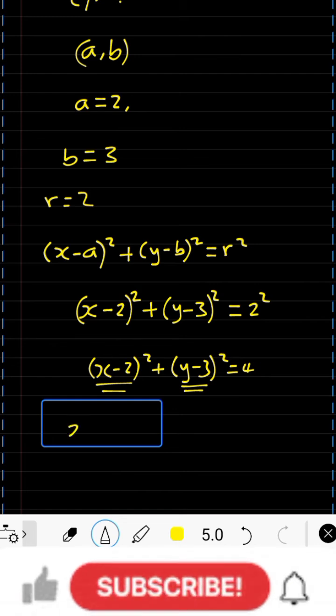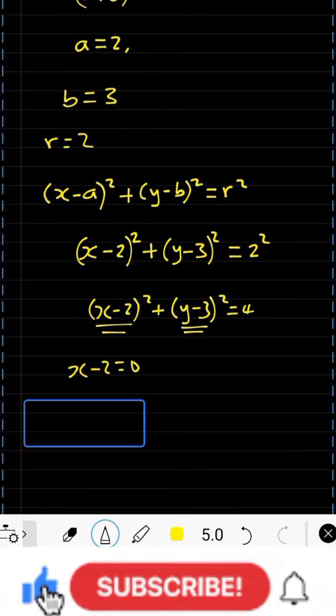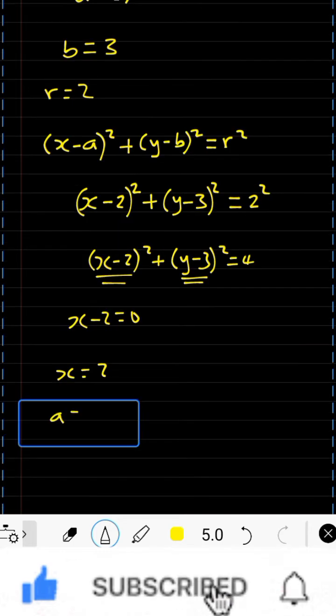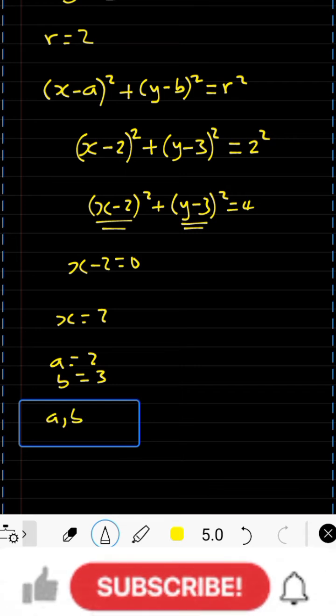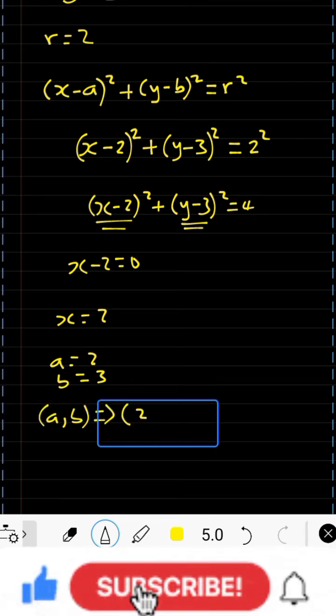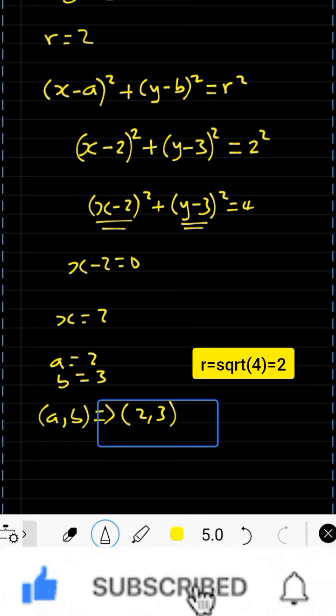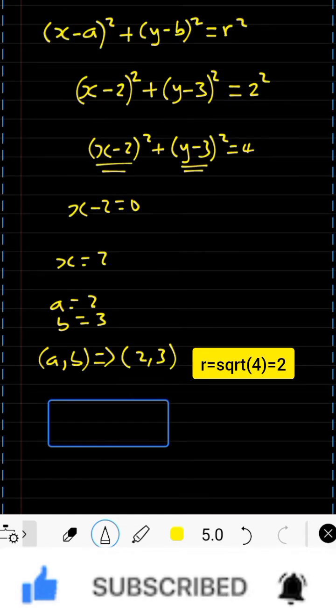That means x minus 2 is equal to 0. Therefore, x is equal to what? 2. That means the value of A is 2. And the value of B, the same process, B will be equal to 3. Therefore, A comma B is equivalent to 2 comma 3. Therefore, the center of the circle is 2 comma 3. Okay, let's take one more example.